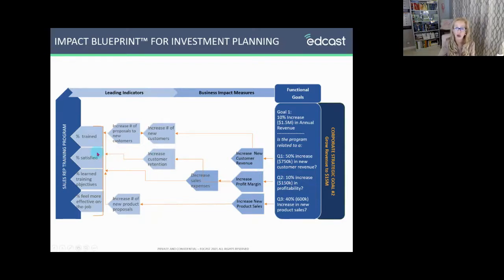And then when we roll out our program, we're going to reverse it, right? And show everything directionally going to the right, because now we've made the investment. Now let's see if we're really making the impact that we want to create.